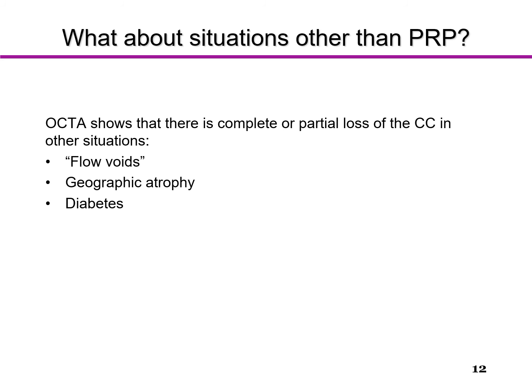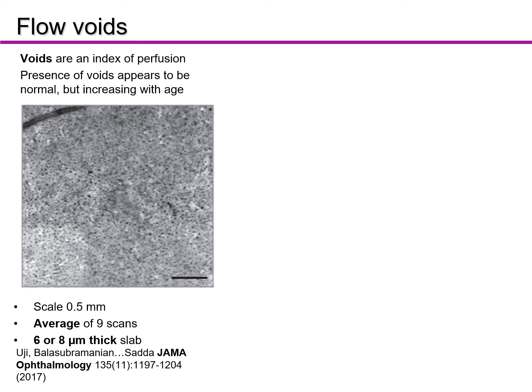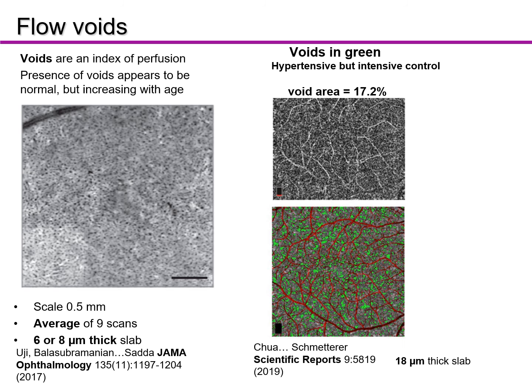Geographic atrophy damages the choroid, and so does diabetes. And just to look at a couple of these pictures, here's the choriocapillaris showing flow voids, these black spaces in the choriocapillaris. If you calculate how much of the choriocapillaris actually is blank or does not show perfusion, it's about 17% of the choriocapillaris surface in this one study. Now, these voids actually get larger with aging, and the consequence of that is not really known yet.